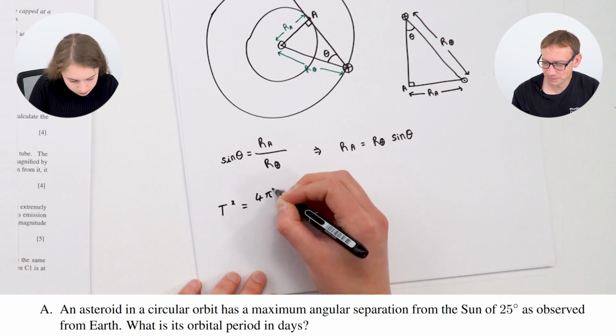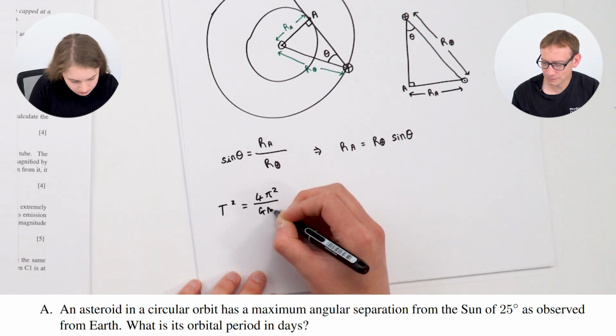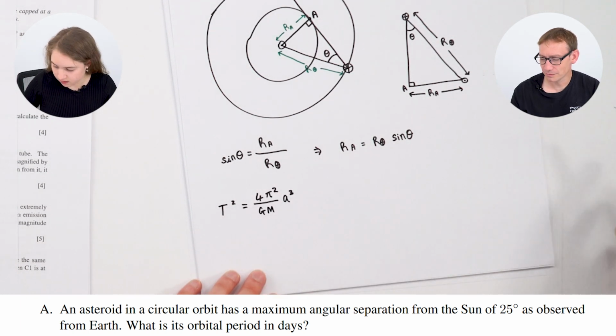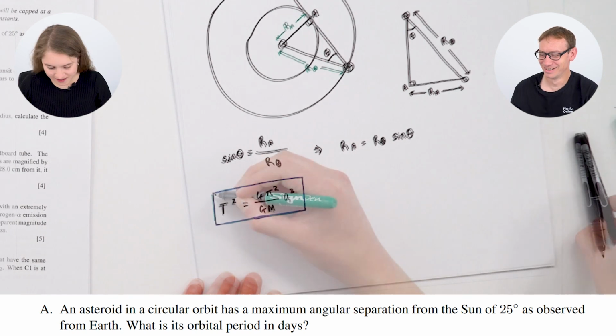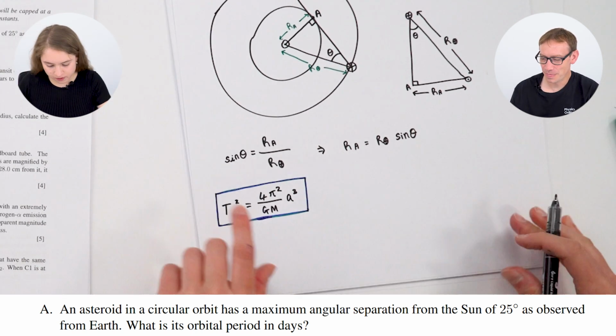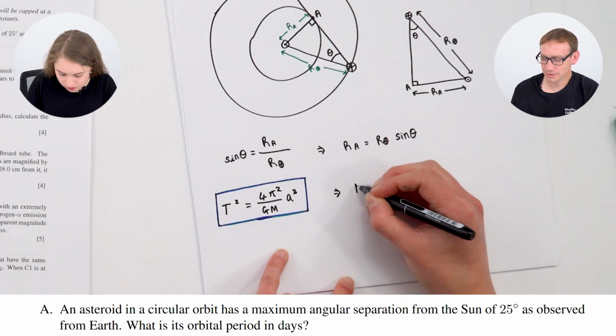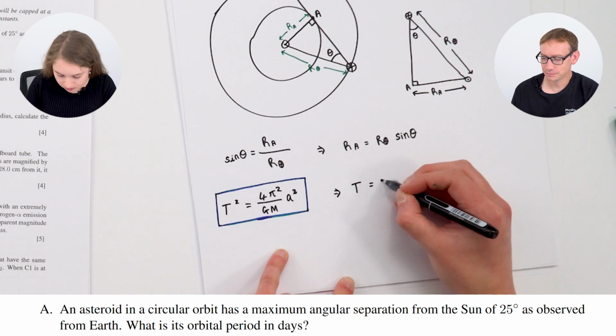I always like to write down the equations I'm using before substituting things in. That way, everything you're thinking is so clear. Okay, so we want the orbital period. So if we just square root that.